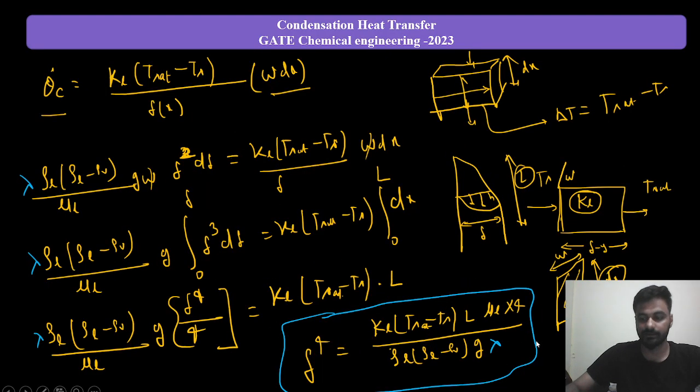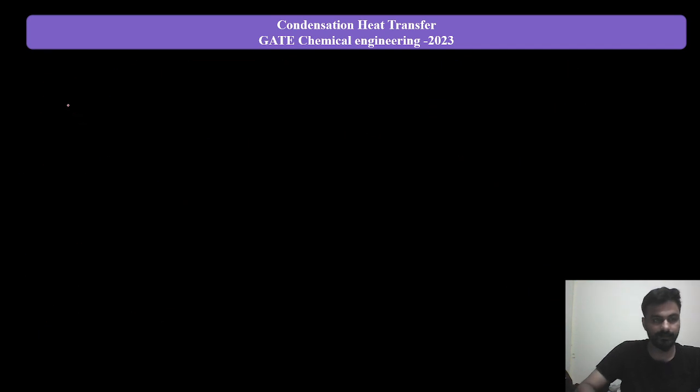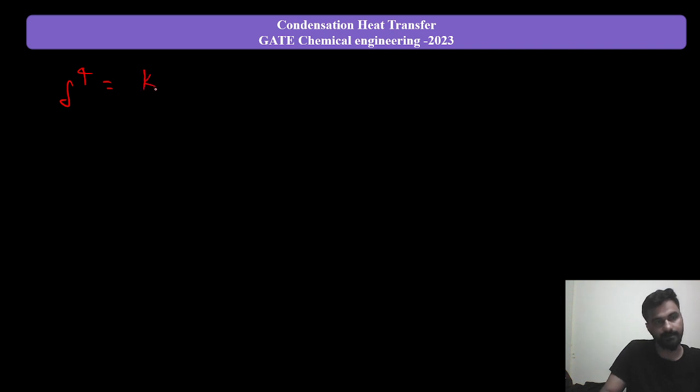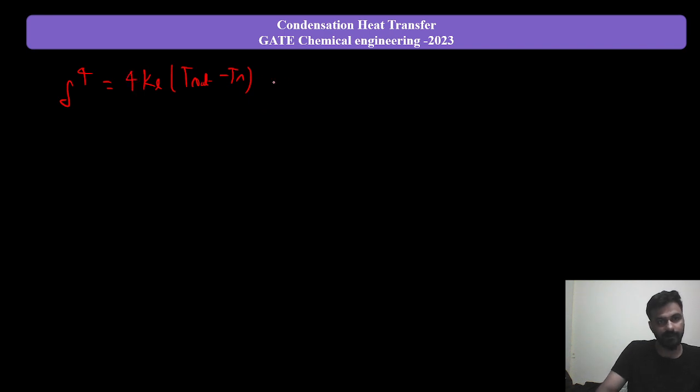But it won't get copied. So yeah. So directly I can write that delta 4 equals 4 KL (T set minus Ts) mu L multiplied with L, divided by rho L (rho L minus rho V) g lambda. And we wish to calculate the value of this only, delta.